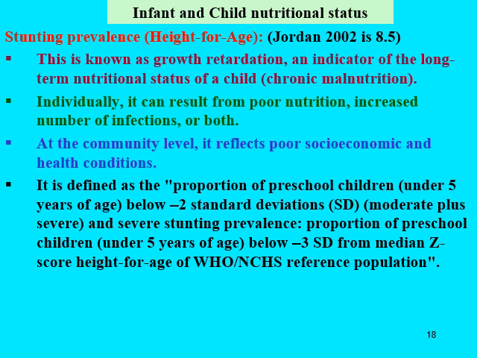It is defined as the proportion of preschool children under 5 years of age below -2 standard deviations from the median, and severe stunting prevalence is the proportion of preschool children under 5 years of age below -3 standard deviations from the WHO and CHS reference population.